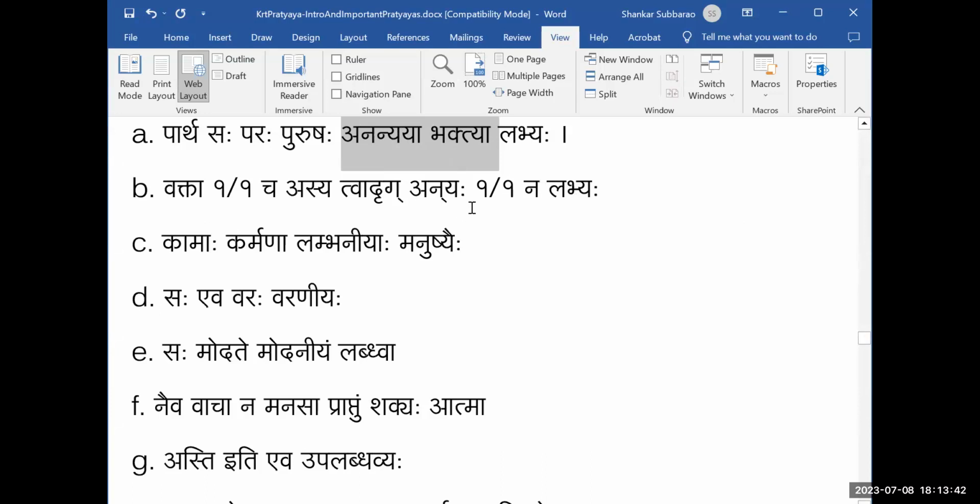I'm saying now, Anyaha, Vakta, Twadrik. Which one will be primary here to you? Which one will be primary? Vakta. Correct. So, Vakta na labhya. Anyaha vakta na labhya. What will you translate? Anyaha vakta na labhya.